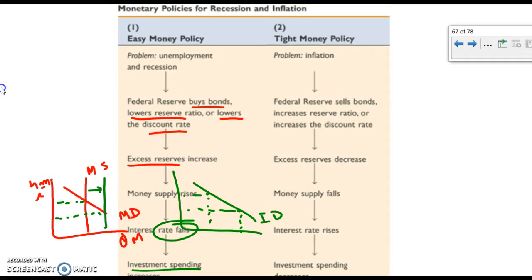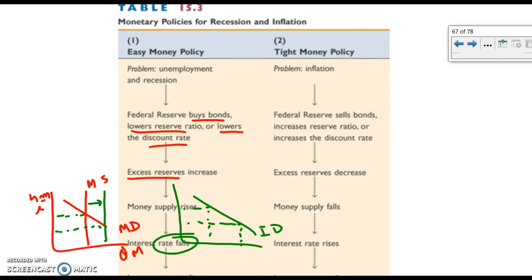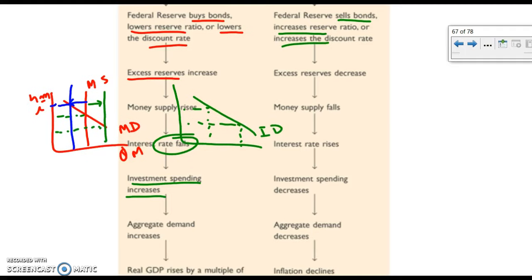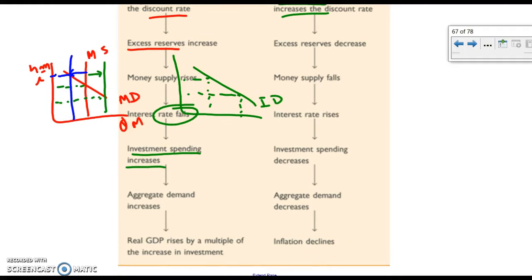Similarly, if the problem is inflation, we want to use a tight money policy. The Fed could use the policies we've talked about already: selling bonds, increasing the reserve ratio, or increasing the discount rate. So one of these things, and excess reserves will dry up. Banks won't be able to make loans anymore. The money supply will fall. So I'm just going to draw this over on that same little tiny graph. Money supply falls, now interest rates go up, and when interest rates go up, what's going to happen to investment demand? Investment demand will fall. Less investment spending means less aggregate demand, and inflation declines.